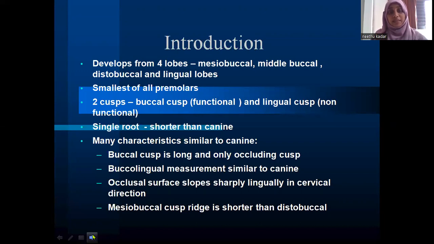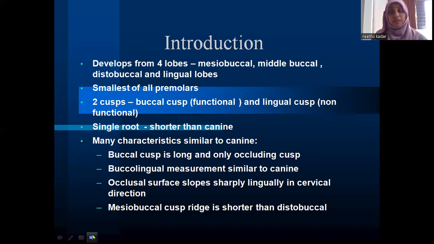There are many characteristic features. It looks like a canine. First, the buccal cusp is long and is the only occluding cusp. The buccolingual measurement is similar to that of the canine. The occlusal surface slopes sharply to the lingual in the cervical direction, so the occlusal surface is more visible from the lingual aspect. The mesiobuccal cusp ridge is shorter than the distobuccal cusp ridge.